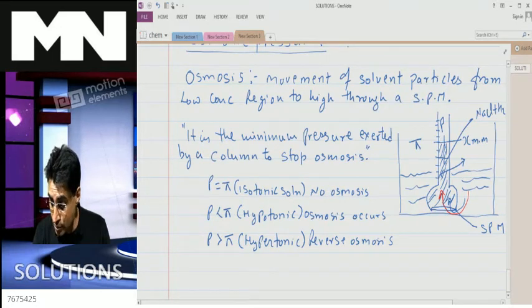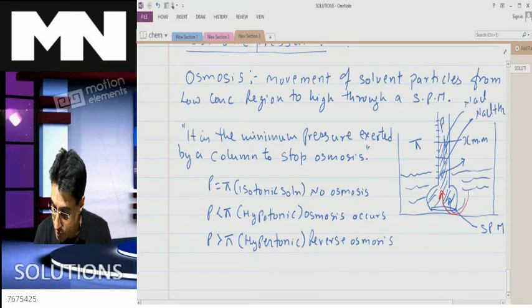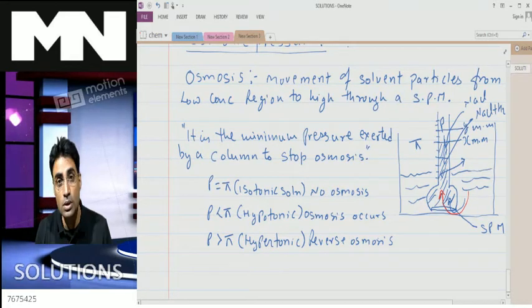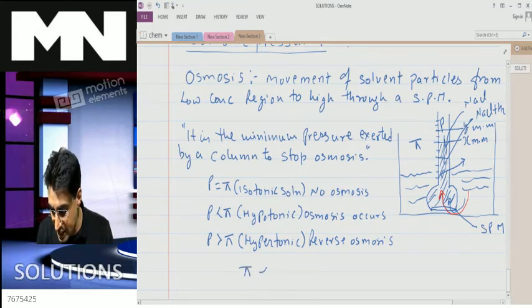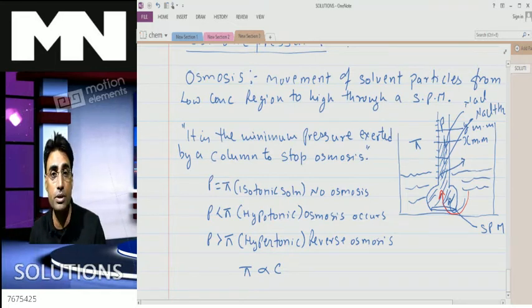Now, in this case, suppose I add more sodium chloride into the solution. If I add more sodium chloride, again osmosis will occur. And now it may happen that it will move up and will reach a value of, say, y millimeters. So it shows that osmotic pressure is directly proportional to concentration. The higher the concentration, the more will be the osmotic pressure.